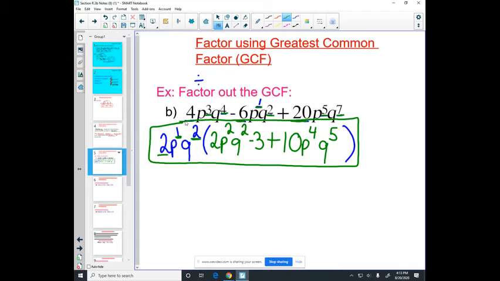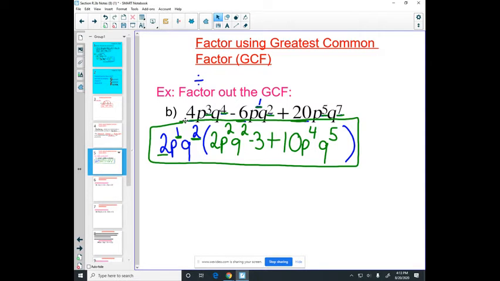Okay, that's pulling out the GCF. Find what the numbers are all divisible by, and then find with the variables how many you could pull out of each term. And then you just divide and put your answer in the parentheses. That's how you factor using the GCF.